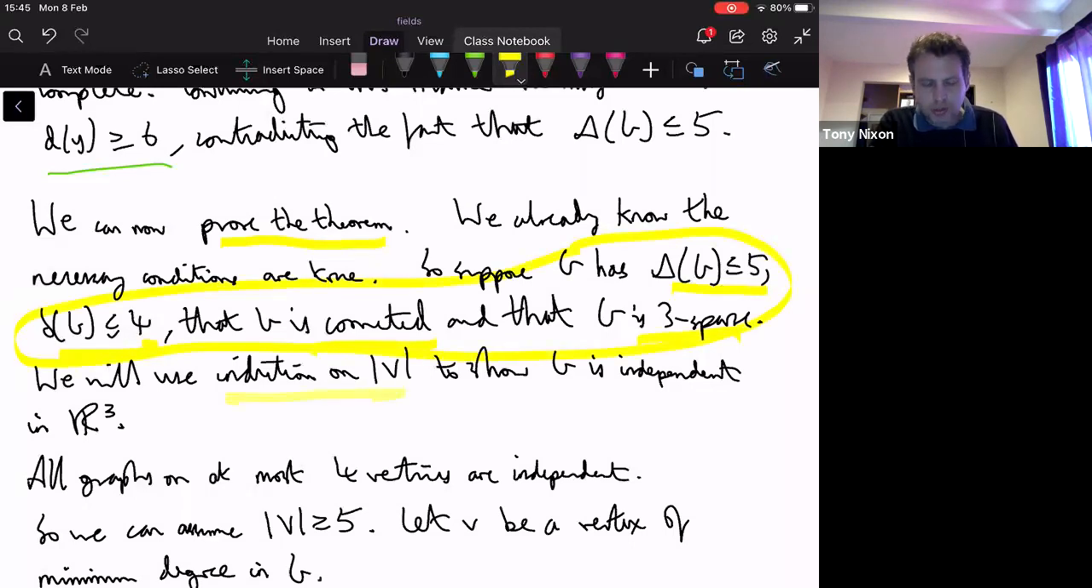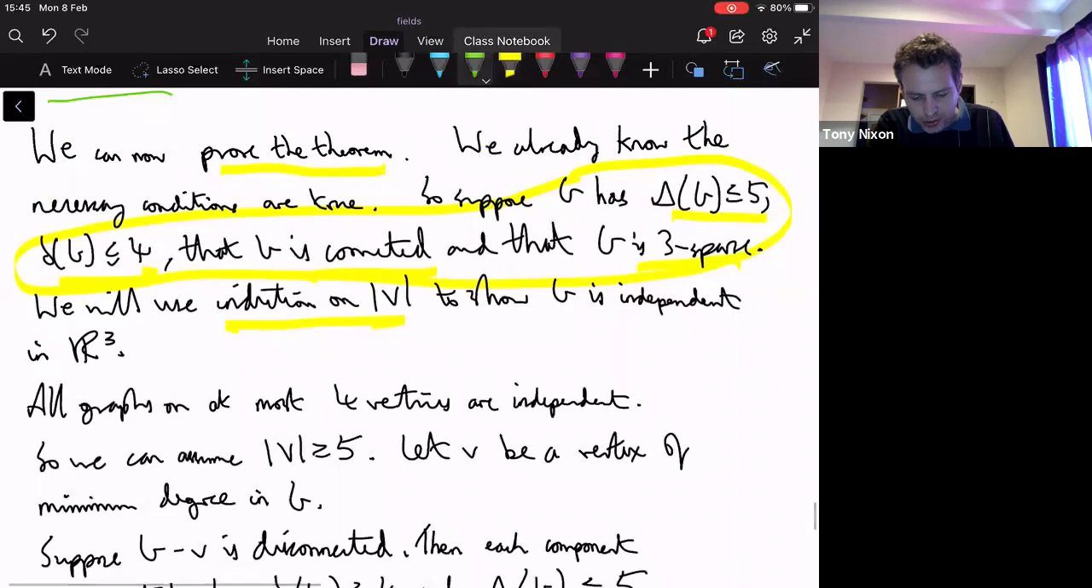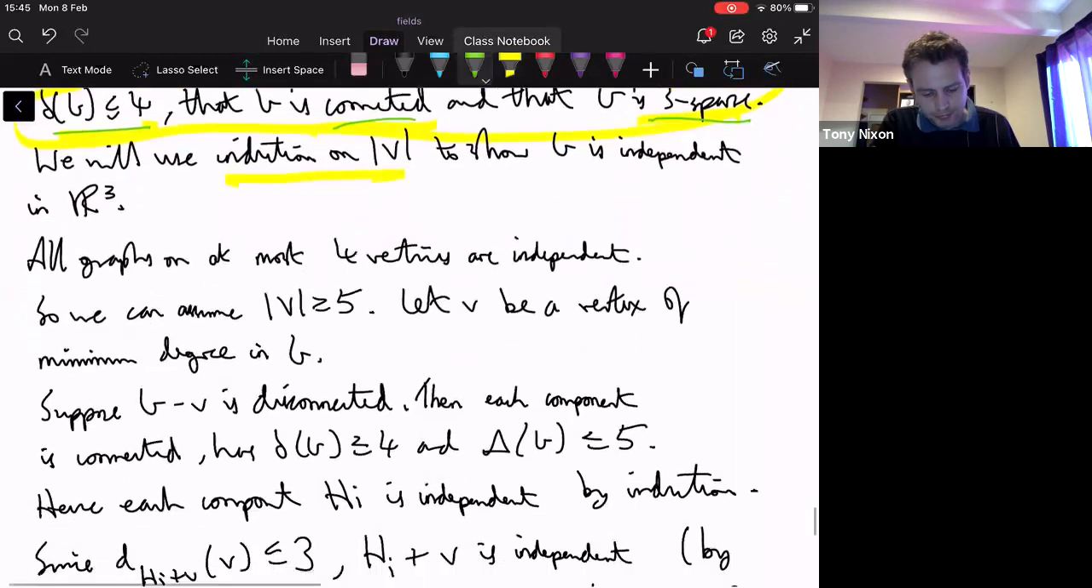We're going to use induction on V again. We're going to use the 0 and 1 extensions. But because there were several conditions here, as well as free sparsity, we have to continue to be connected, continue to have minimum and maximum degree conditions. So to apply the induction, we have to check several things at each step.